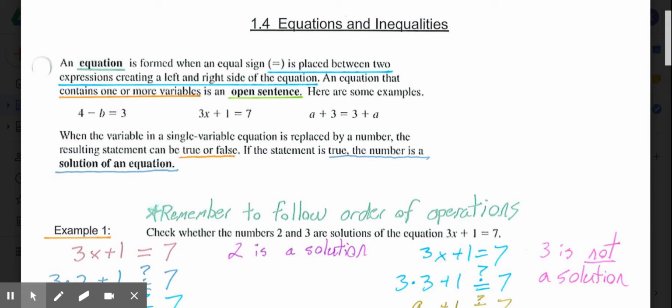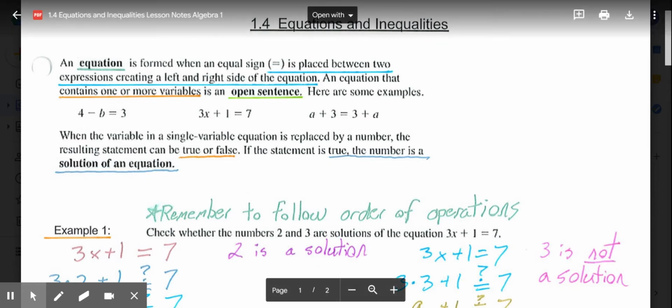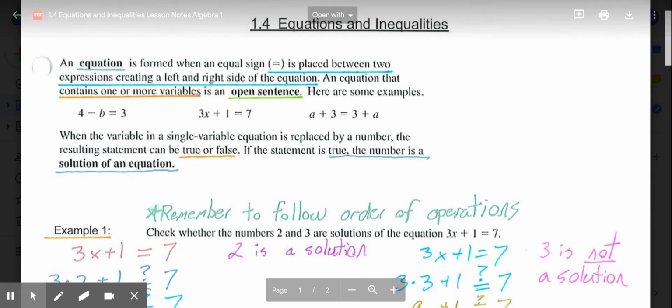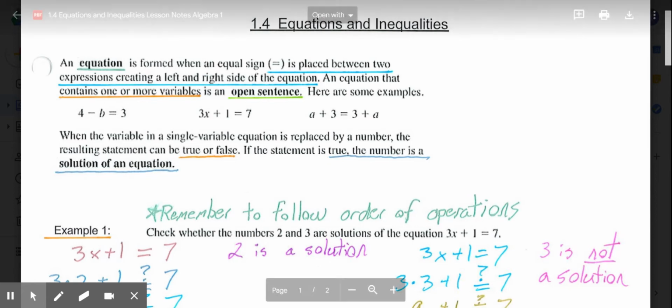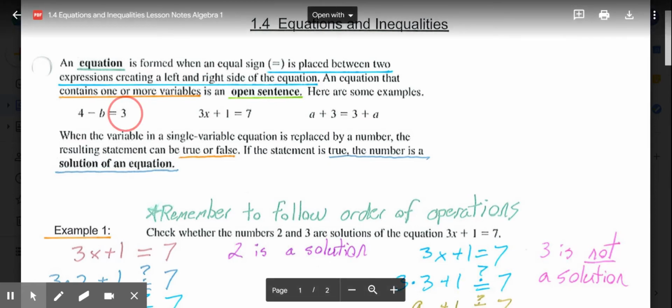A few examples of different equations that are open sentences: 4 minus b equals 3, 3x plus 1 equals 7, a plus 3 equals 3 plus a. Keep in mind that an expression can be one term, a single operation, or multiple operations.